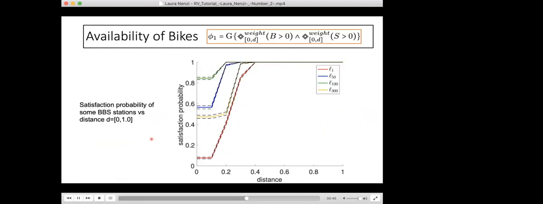In this figure, we can see the evolution of the satisfaction with respect to the distance for some specific locations, and you can see that around 0.5, all the spatio-temporal trajectories and all these locations satisfy the property, where this dotted line is the standard deviation for each location.